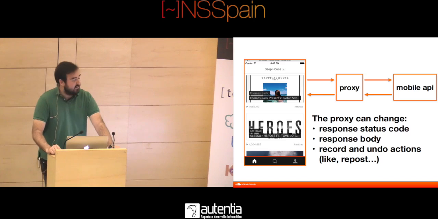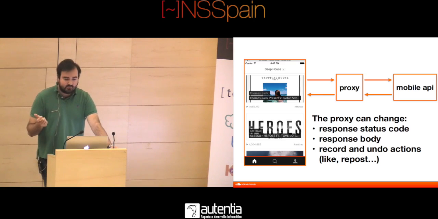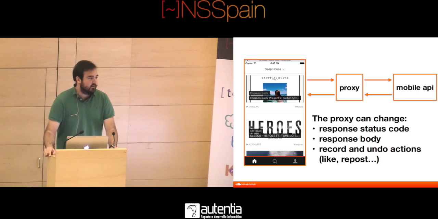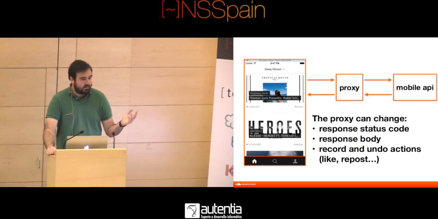The app communicates to the mobile API through a proxy, and the proxy enables us to change response status codes, the response body, and record and undo actions. So when you like a track, the track is going to be automatically unliked once the test finishes. So that's great. Imagine having to test all the failure scenarios of, oh, what if this endpoint returns 500? And now we don't have to.